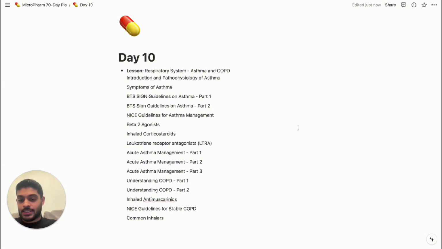So beta-2 agonists, inhaled corticosteroids, leukotriene receptor antagonists. I'm going through acute asthma management, COPD management, inhaled antimuscarinics, the NICE guidelines for stable COPD, and the common inhalers that are used. So this is named in order of all the topics on the ProPlus platform already.